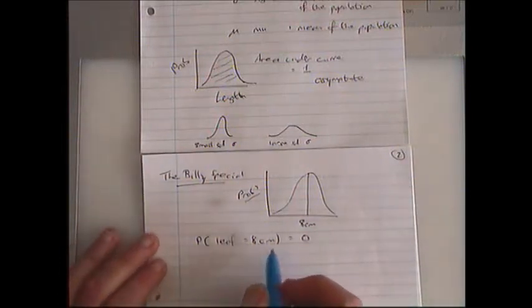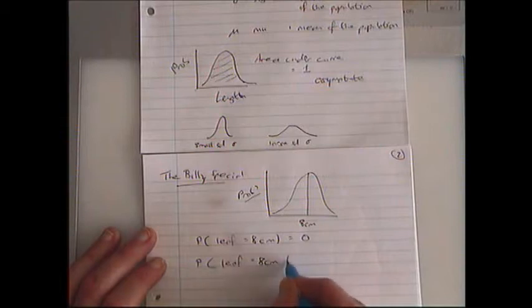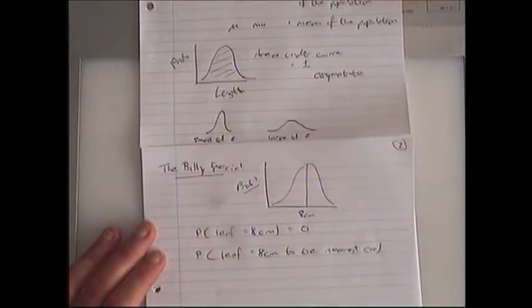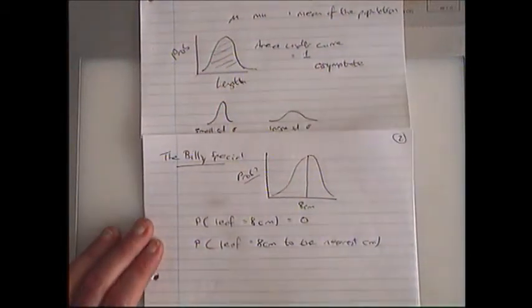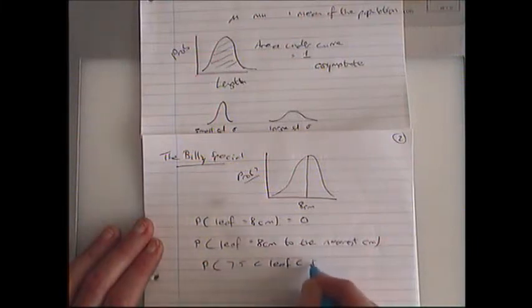So, if you wanted to know the probability that the length of the leaf is 8 centimetres to the nearest centimetre, what are we really talking about there? Between 7.5 and 8.5. Yes, we're talking about 7.5 to 8.5 for the length of the leaf.